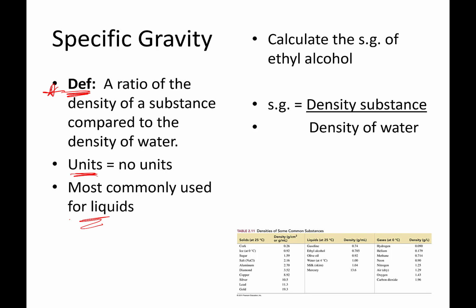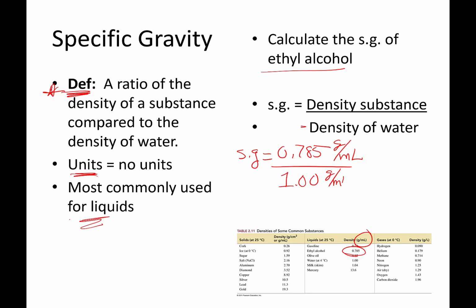So if I want to know the specific gravity of ethyl alcohol, which has a density of 0.785, the specific gravity of ethyl alcohol is going to be 0.785 grams per milliliter divided by the density of water, which is 1 gram per milliliter. Now the units are going to cancel. And anything divided by 1 is just that number, so it's 0.785. It's a unitless number because it is a ratio.